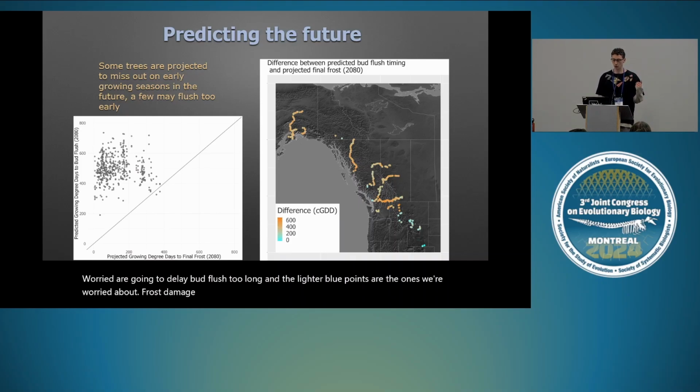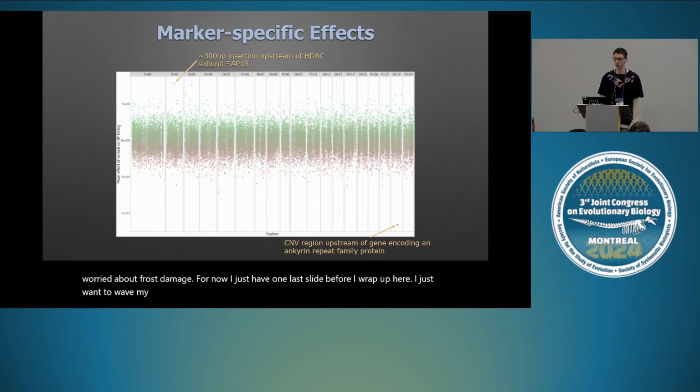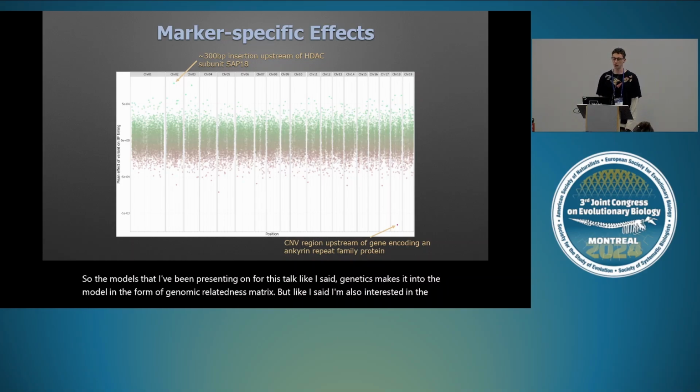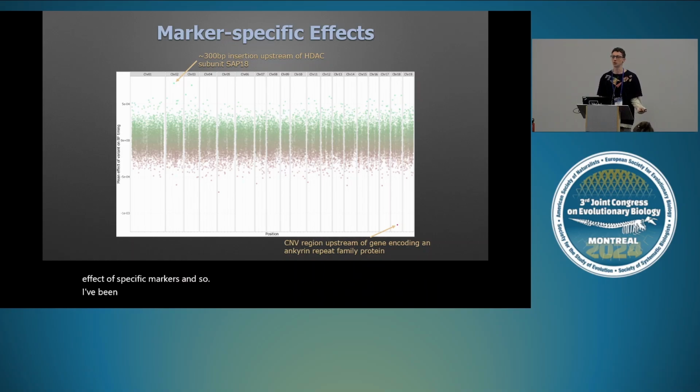Now I just have one last slide before I wrap up here. I just want to wave my hands really fast about some actual specific genetic markers involved in this. So the models that I've been presenting on for this talk, like I said, genetics makes it into the model in the form of genomic relatedness matrix. But like I said, I'm also interested in the effect of specific markers. And so I have been fitting genomic prediction models that do model marker-specific effects.